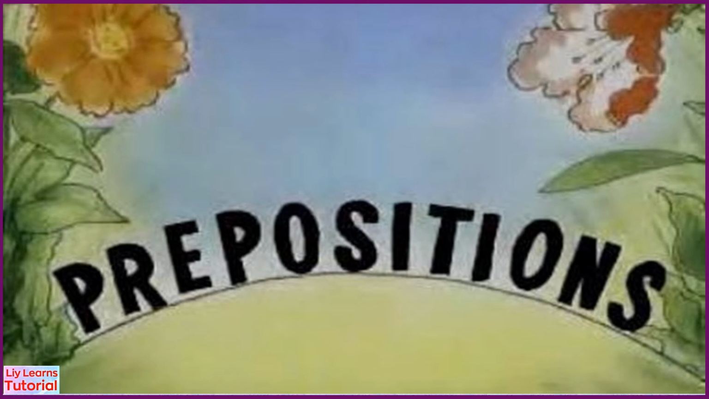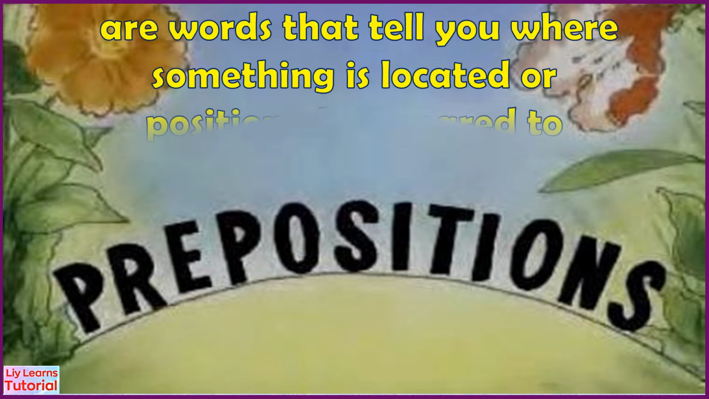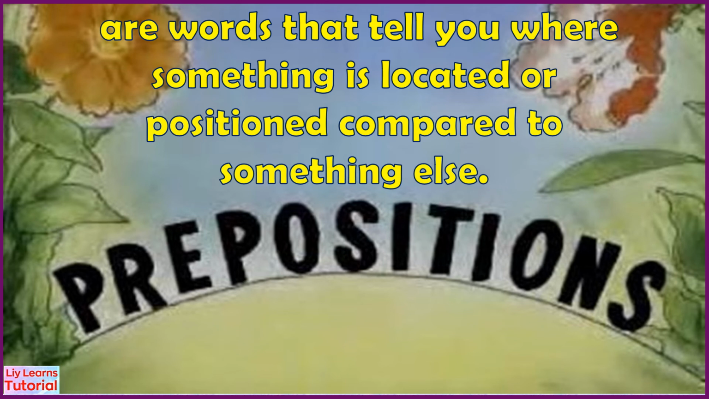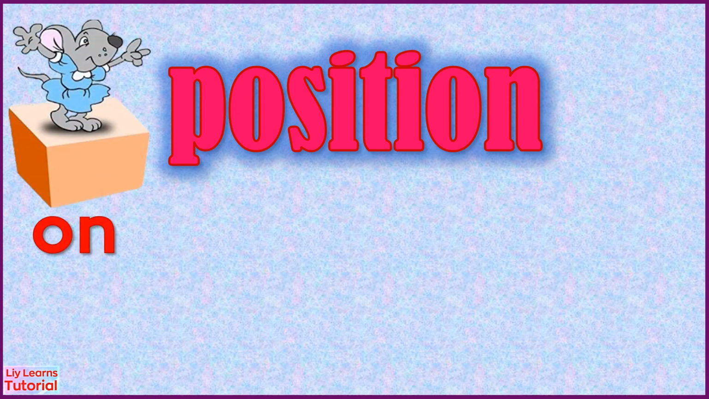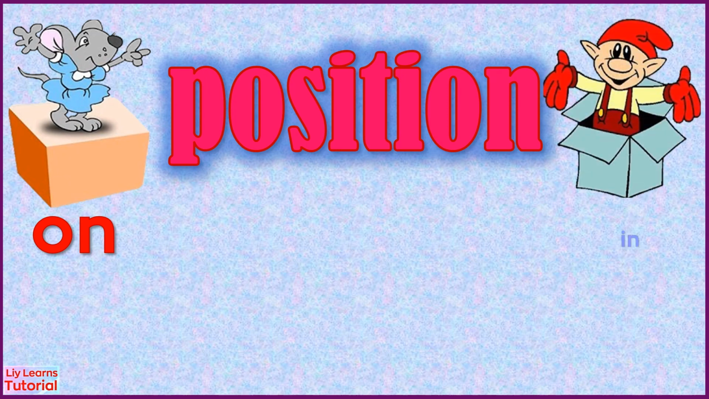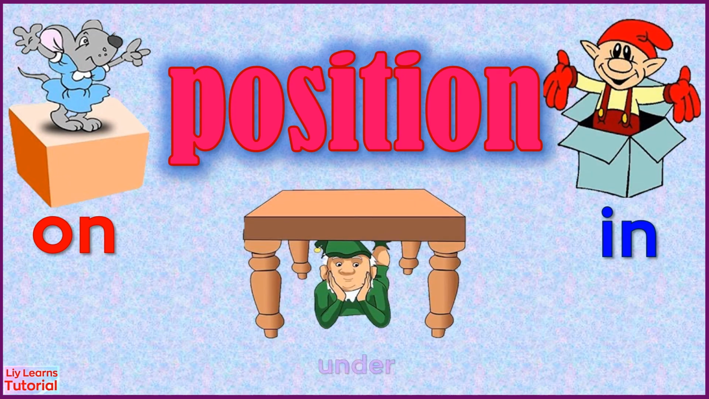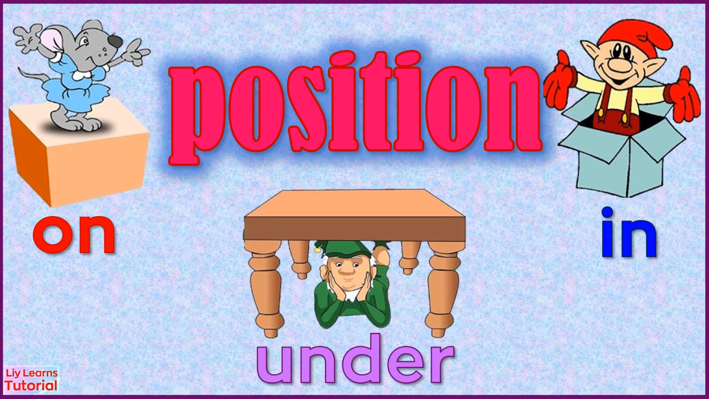Prepositions of place are words that tell you where something is located or positioned compared to something else. We will look at the position of an object in the following exercises. On, in, under. Let's begin.